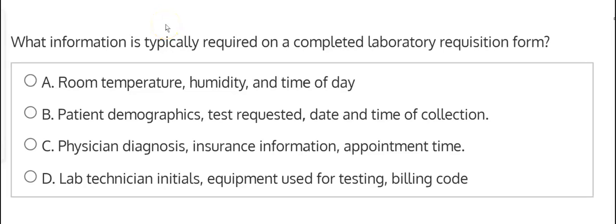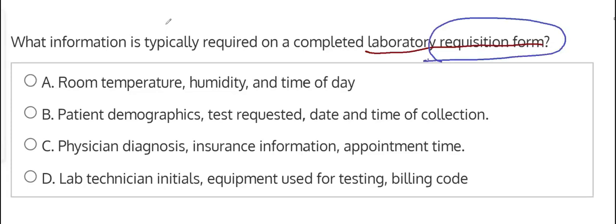What information is typically required on a completed laboratory requisition form? In order to properly answer this question, we need to understand what the requisition form is referring to, because if we look at the choices here, we see all different types of information.